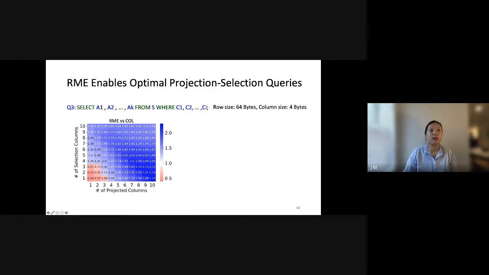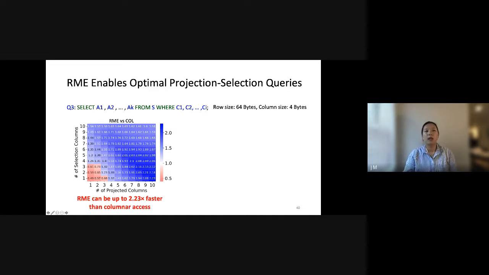And this is when we vary the number of columns in the selection, and the number of columns for the conditions as well. And as you can see, this is the comparison between our RME and column store. If you think about our first experiment that varies the projectivity, in that case, the RME shows worse performance than the column store when the projectivity is very low.